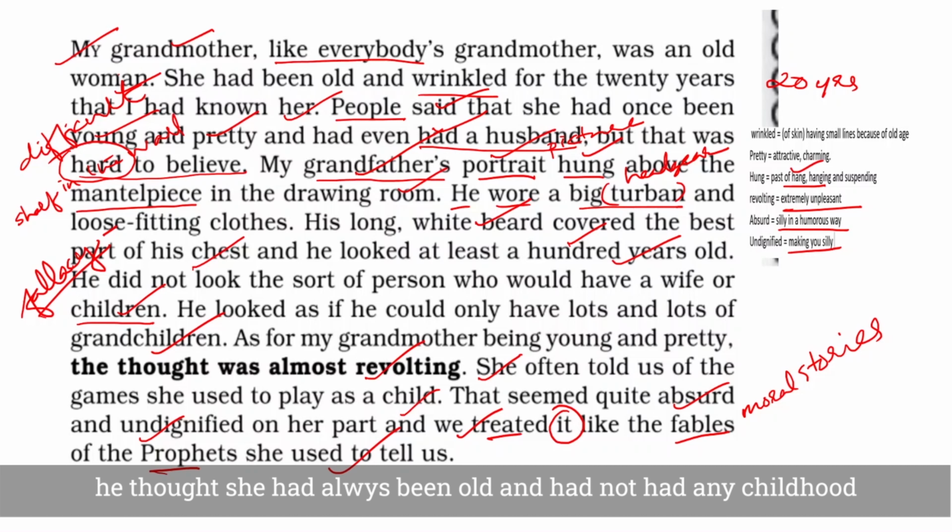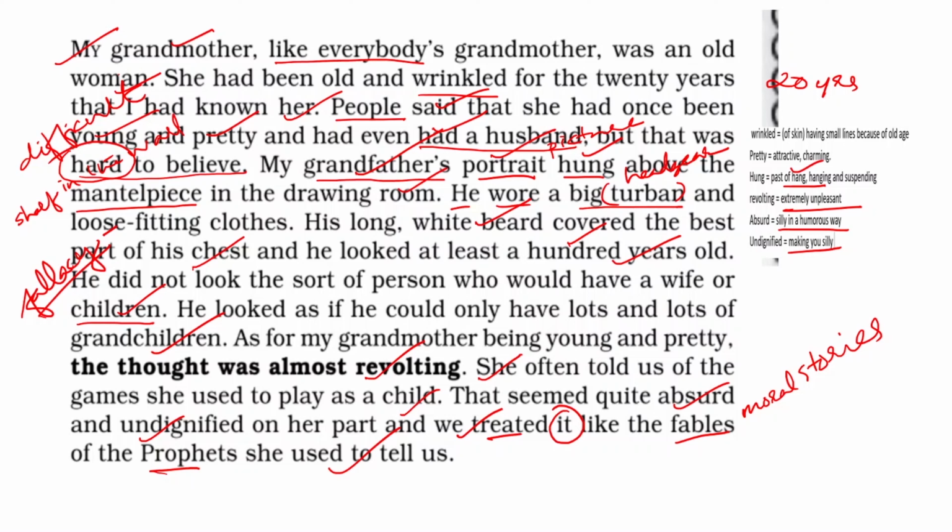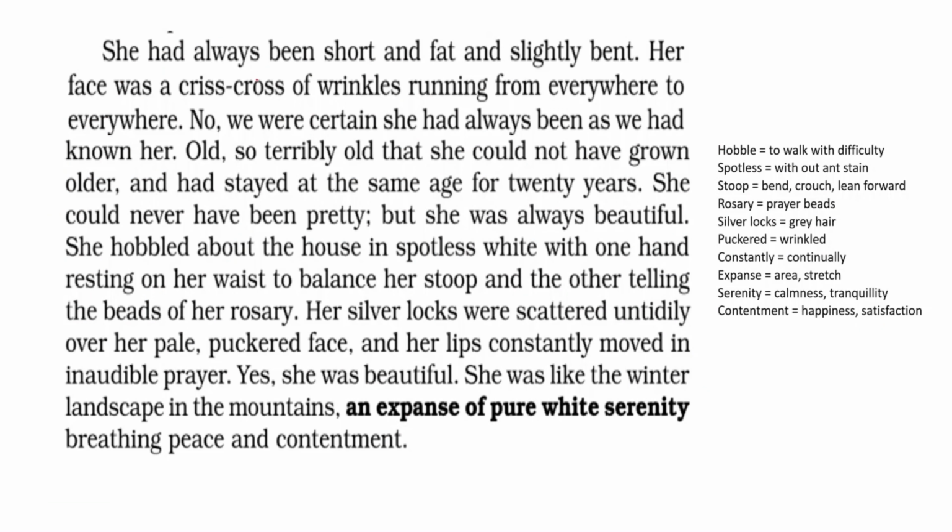They treated these games as moral stories of the prophets she used to tell us. This grandma was simply telling certain moral stories of the prophets. They simply thought like this. The expression that seemed quite absurd and undignified on her part means the author would never believe his grandmother when she used to tell him about the games she used to play in her childhood. The narrator Khushwant Singh believed so because he thought his grandmother had always been old. She had been the same all the time he had known her. This is the fallacy. Come to the second paragraph.